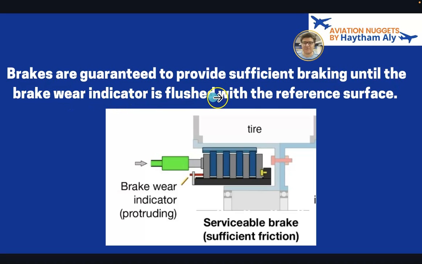the brake wear indicator is flush with the reference surface. If the brake wear indicator does not protrude and becomes flush with the reference, it is an indication that the brake unit now has less width, and the mass and the strength of the brake unit are not available if, for example, a rejected takeoff is needed. So if the brake wear indicator does not protrude, now you need to take action and change the brake unit. So again, brakes are guaranteed to provide sufficient braking until the brake wear indicator is flush with the reference surface. If now the brake wear indicator is flush with the surface and does not protrude, you need to take action and change the brake unit.